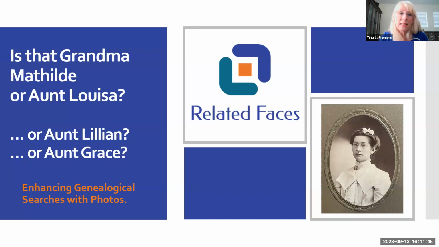Today's class is called, Is That Grandma Mathilde or Aunt Louisa or Aunt Lillian or Aunt Grace? We're going to take on the frustrations of trying to figure out who are the people in your old inherited photos because your family didn't write on the back, right? Even if you know which family your photos belong to, it can be overwhelming trying to figure out who is who. This class will cover new information not covered in my previous class, such as digitizing old photos, facial recognition, and methods for identifying people.